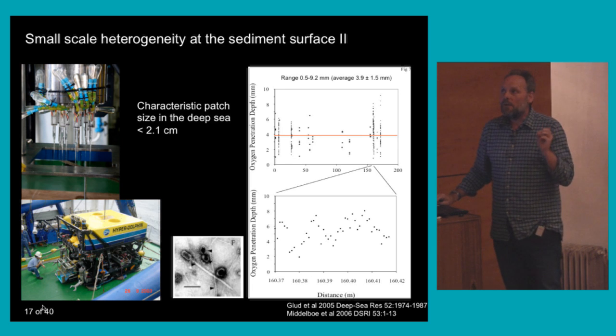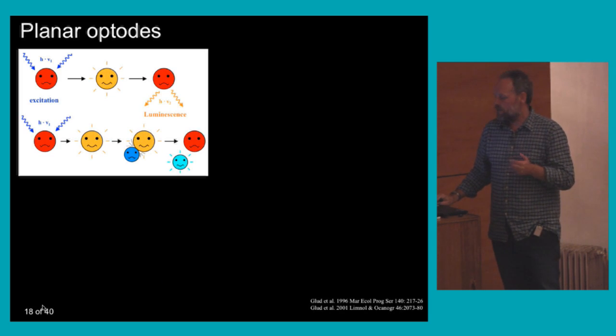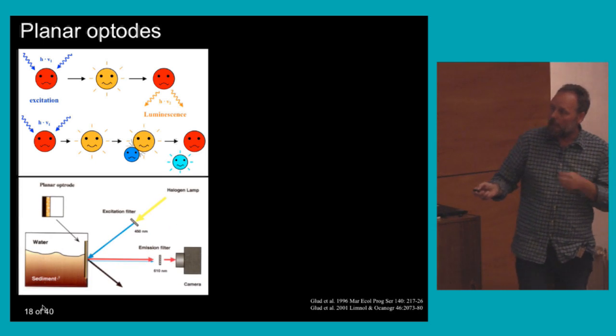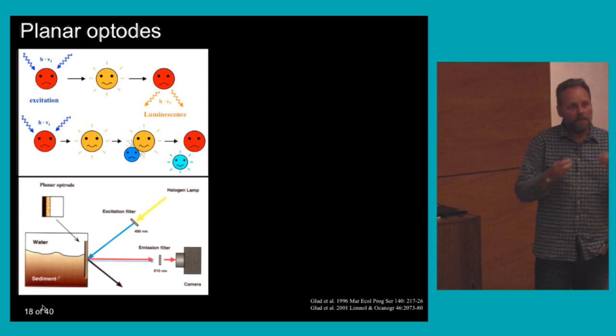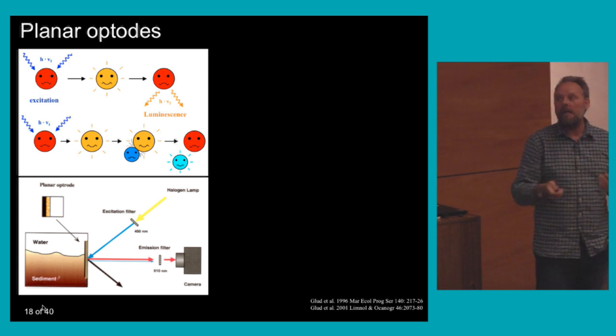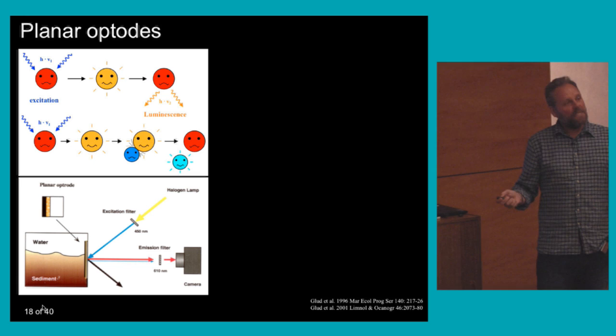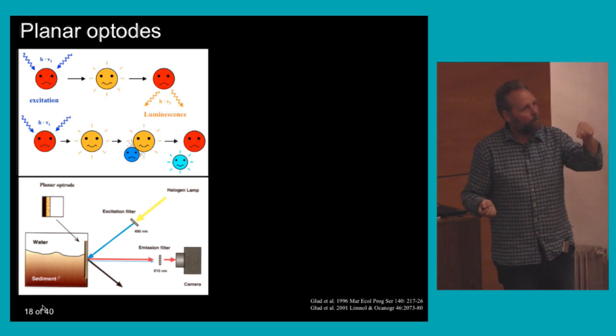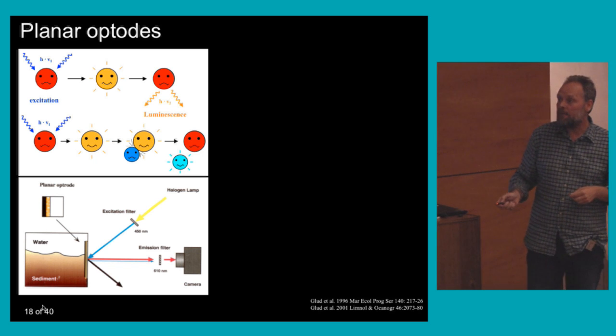Now, to study that a little more in detail, I want to show you another technique we have developed, which is called the planar optode approach. I think it's becoming more and more generally applicable now. I won't go into too much detail, but the idea is that you have a fluorescent dye, where the fluorescent signal from that dye reflects how much oxygen is available. You can use that for point sensors, which are commercially available nowadays.